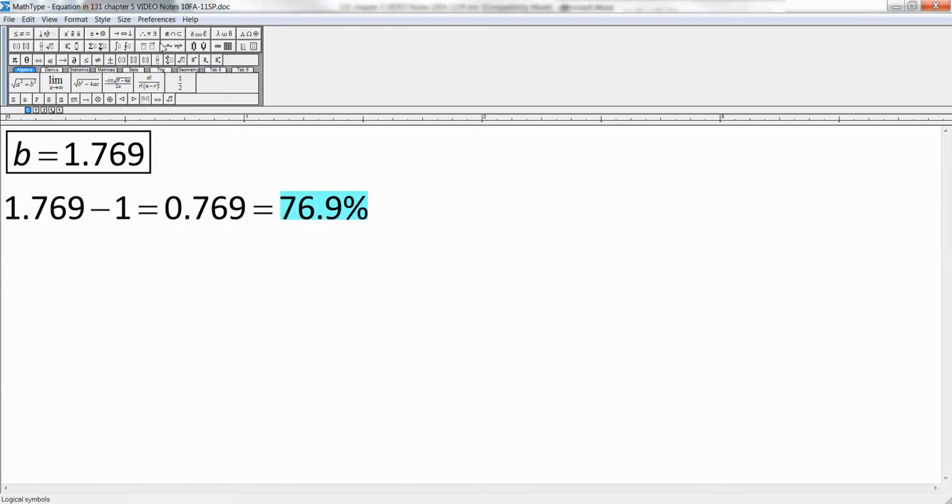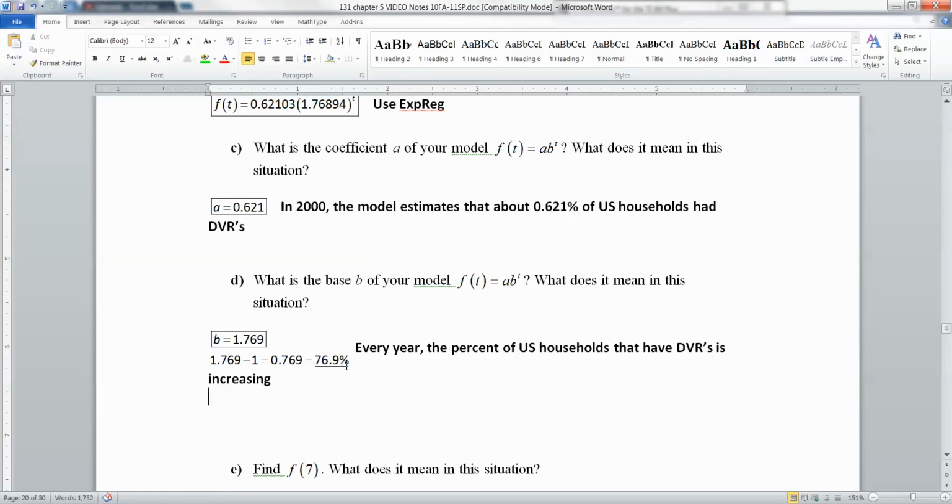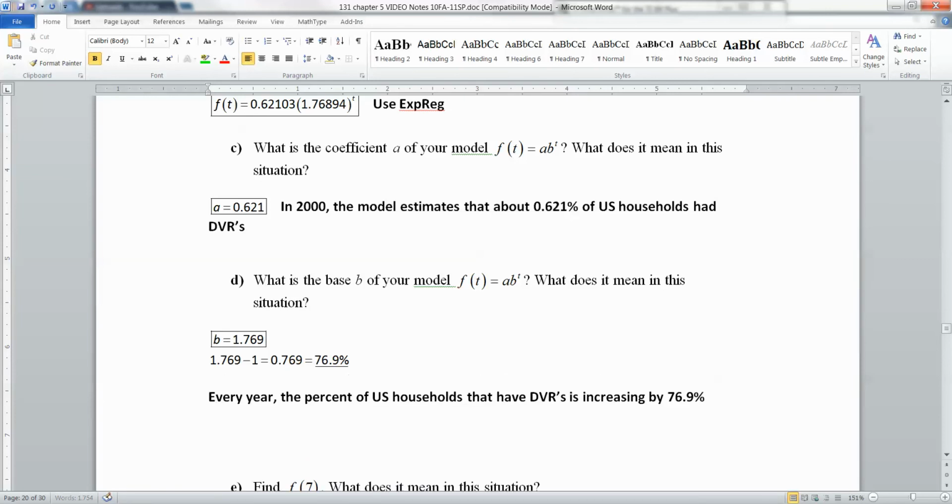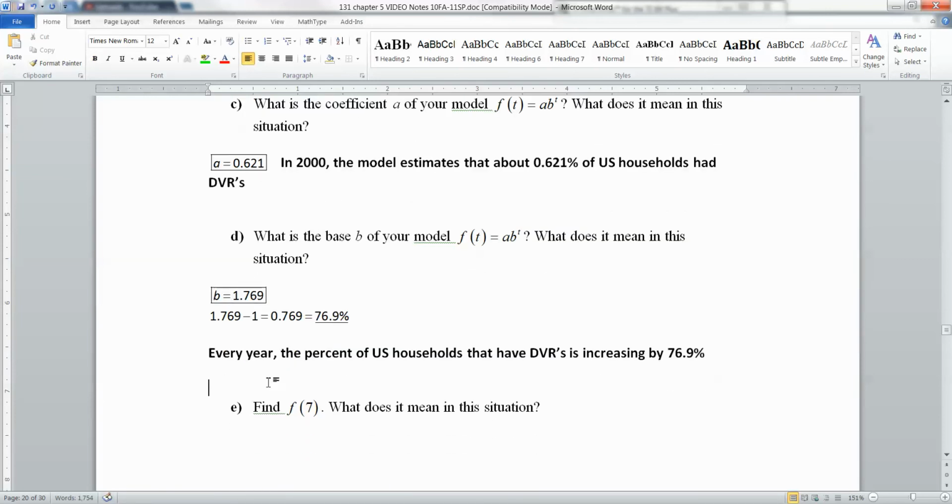That's your rate of increase right there, not 1.769, which is what everybody always wants to say. So you say every year, the percent of households that have DVRs is increasing by 76.9%. You always take it away from 1, or take 1 away from it if it's a decreasing problem, because 1 is your flat line level. We learned all of that in Chapter 4 repeatedly, so it's back.